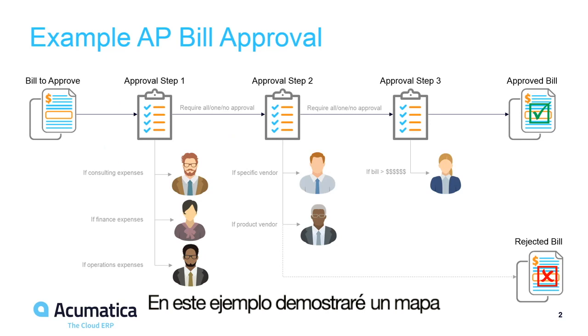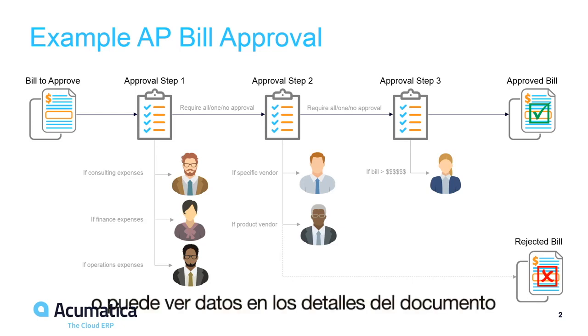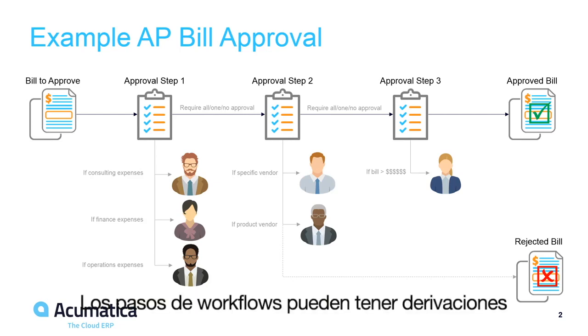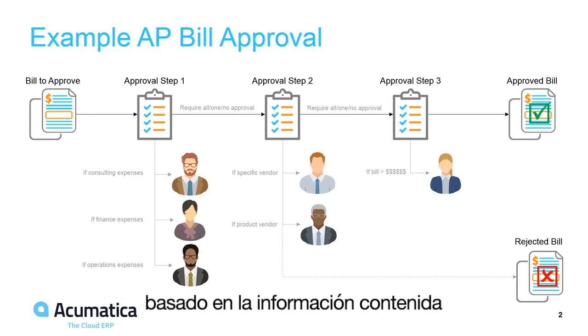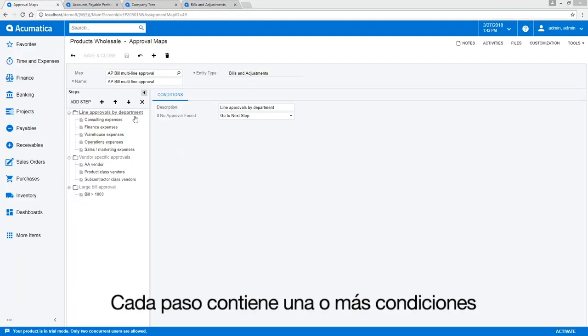In this example, I will demonstrate a map with 3 different approval steps. Based on the business logic, each approval step can have 0, 1, or more approvers. The logic can look at information in the document header, such as the vendor ID, or it can look at data in the document details, such as the sub-account segments. Workflow steps can be bypassed based on the information contained in a document. Each step contains 1 or more conditions.